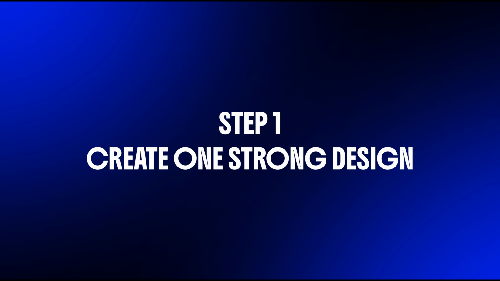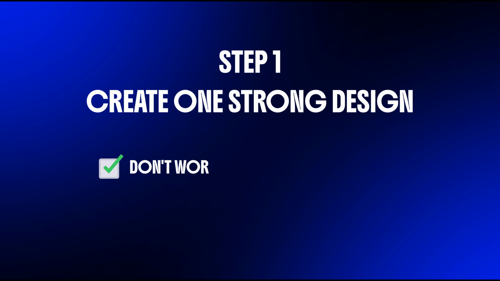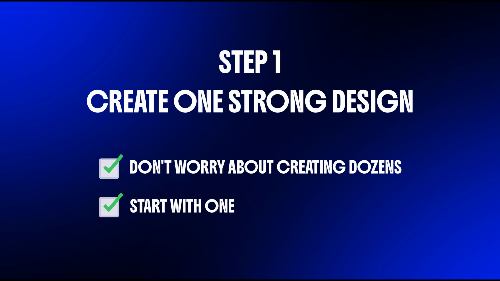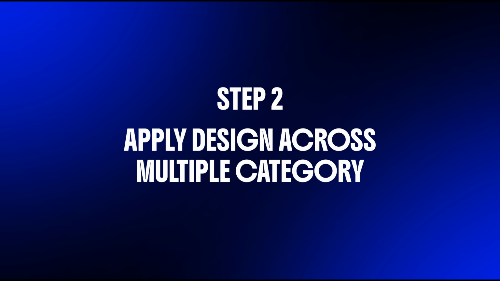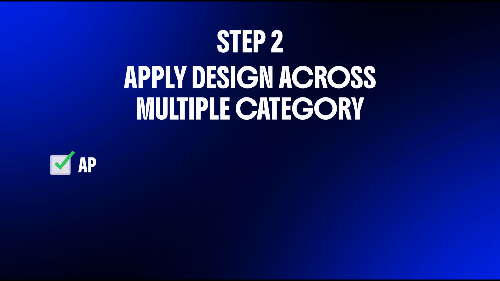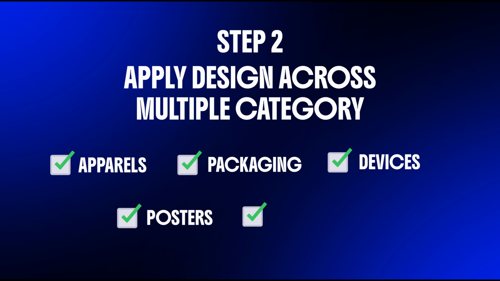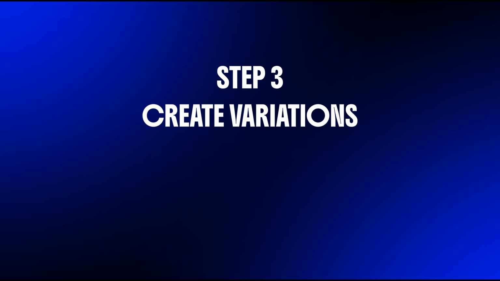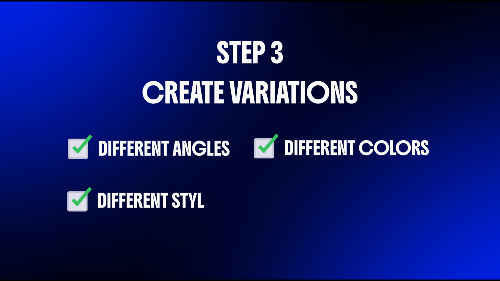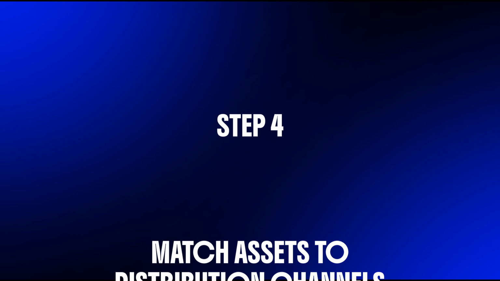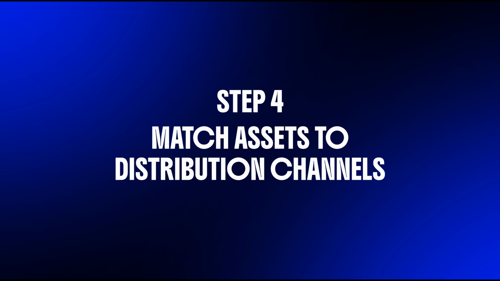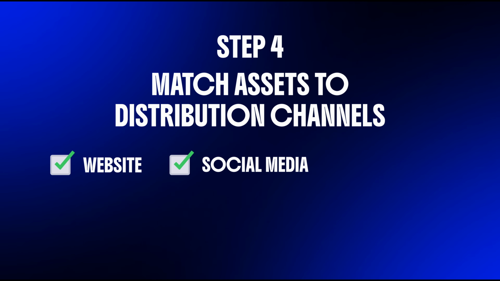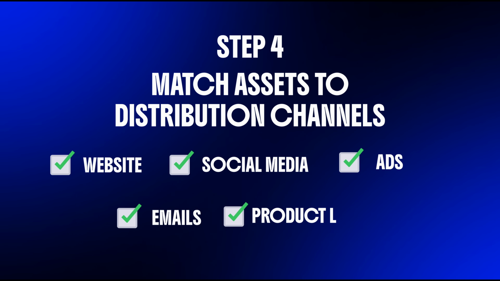Step 1. Create one strong design. Don't worry about creating dozens immediately. Start with one. Step 2. Apply the design across multiple mockup categories: apparel, packaging, devices, posters, billboards, anything relevant to your business. Step 3. Create variations, different angles, different colors, different styles, different layouts. Step 4. Match those assets to your distribution channels: your website, your social media, your ads, your emails, and your product listings. And this is where one design becomes your entire content library.